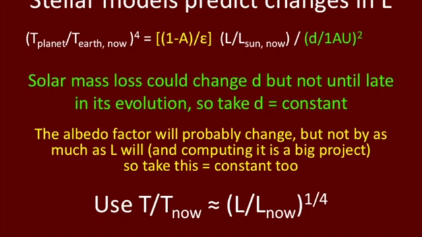So I'm going to follow this initially with no solar mass loss, constant distance. The albedo factor will probably change, and it is different from planet to planet, but it's different by modest amounts compared to what the luminosity is going to do. So I'm going to take a first approximation, ignore that as well. And when I do that, then the only thing I really need to know is the luminosity of the sun, to get an estimate for how hot the planets are.